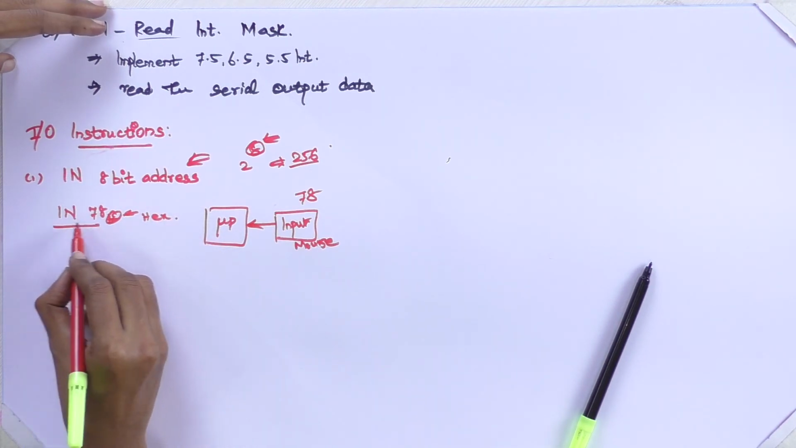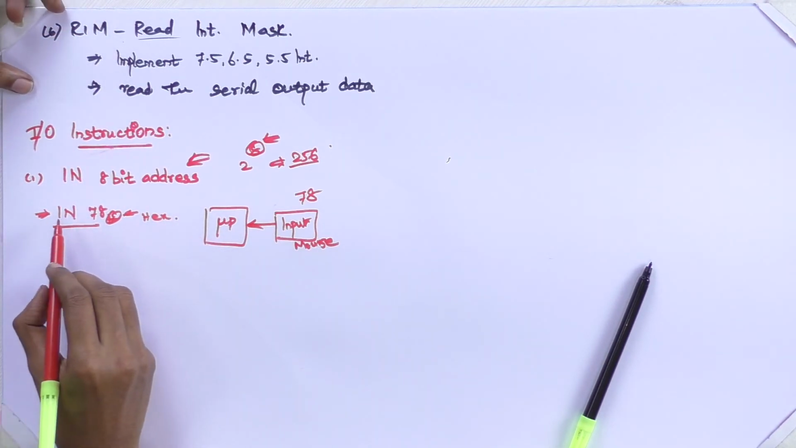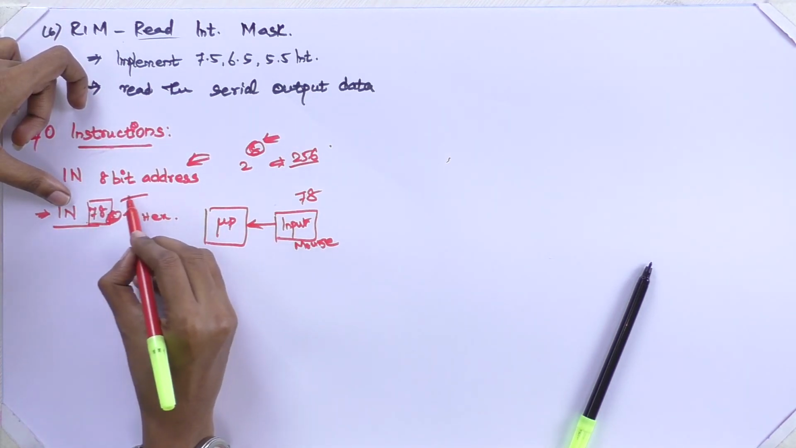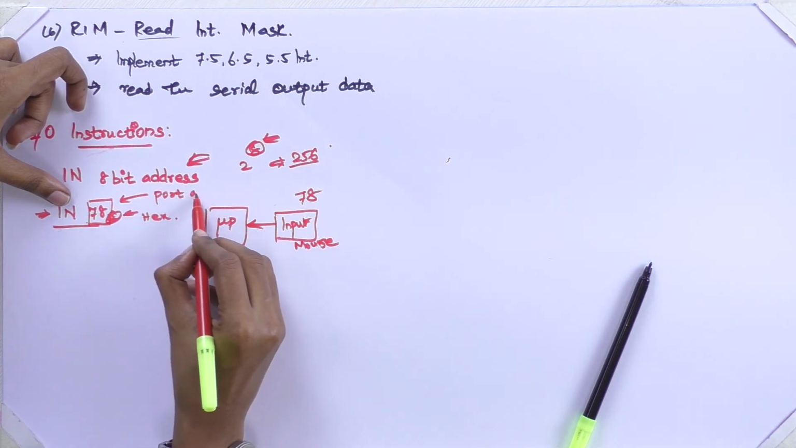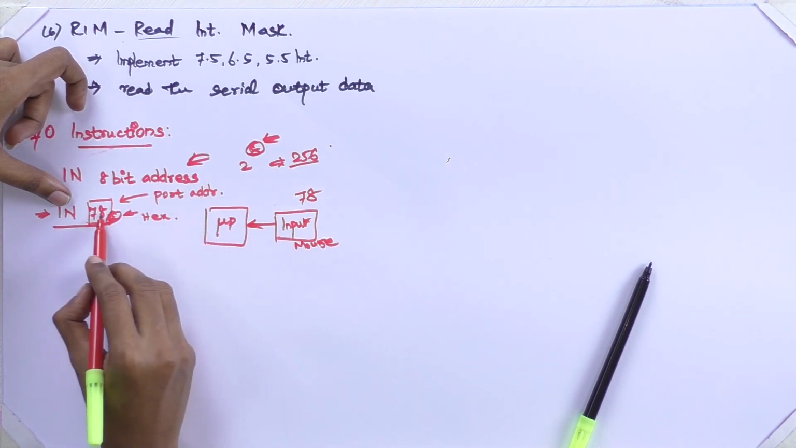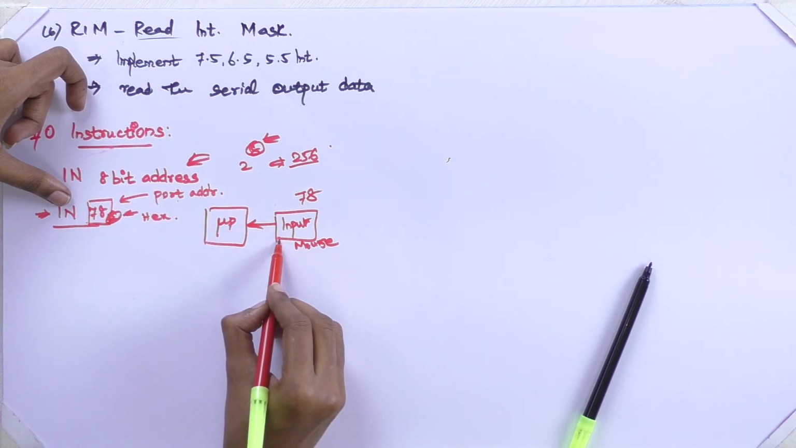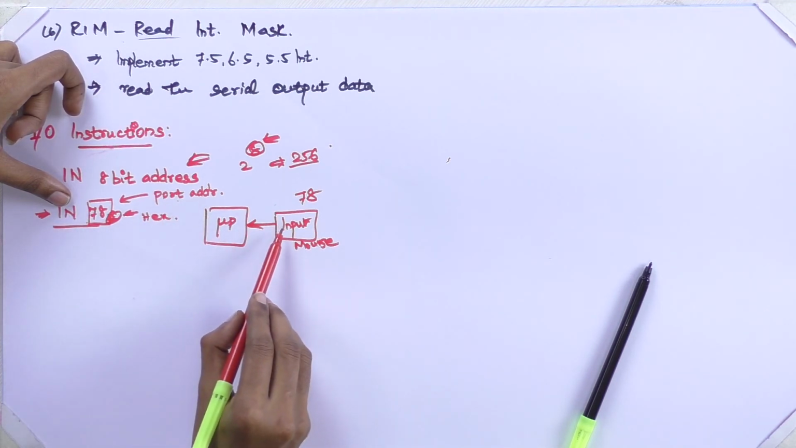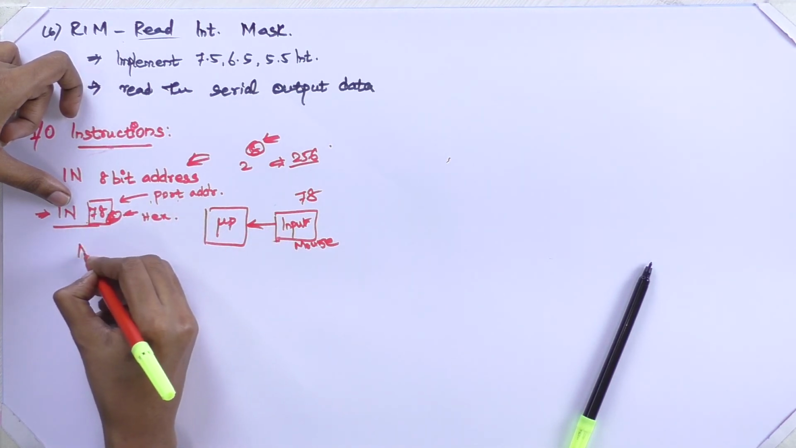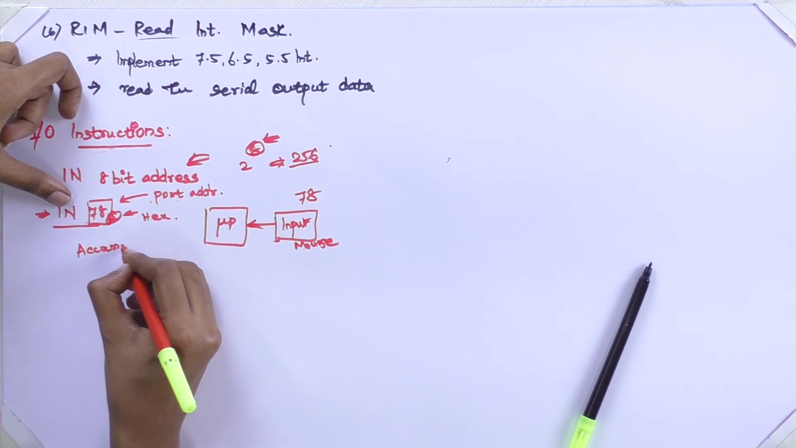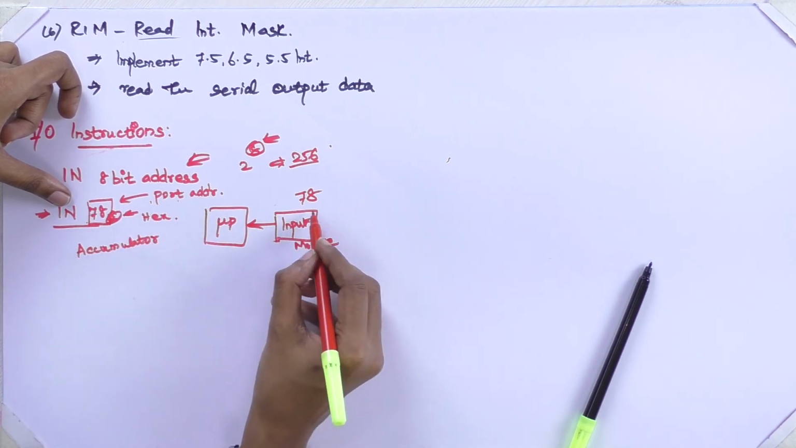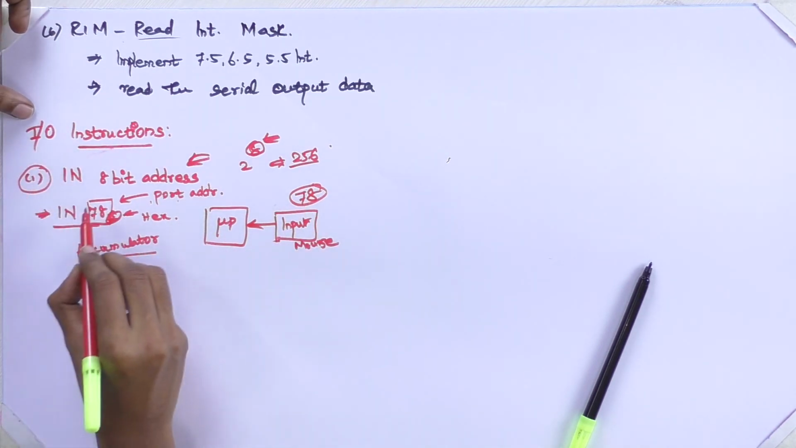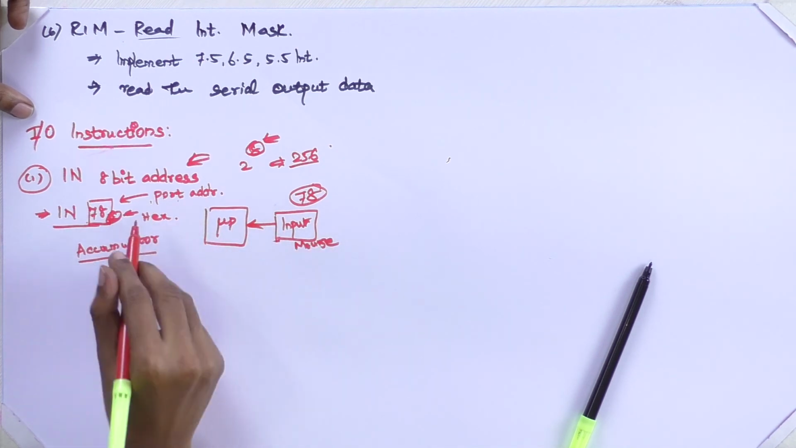Okay, fine. So once your processor sees this instruction, it will get the value from this port. This is nothing but the port address. So to this port your input device is connected. Once your processor sees this instruction, it will automatically get the value from this port and store it in the accumulator. So once it gets the value from the 78 port, it will store that value in the accumulator. That is the IN instruction. It will get the value from the peripheral device.